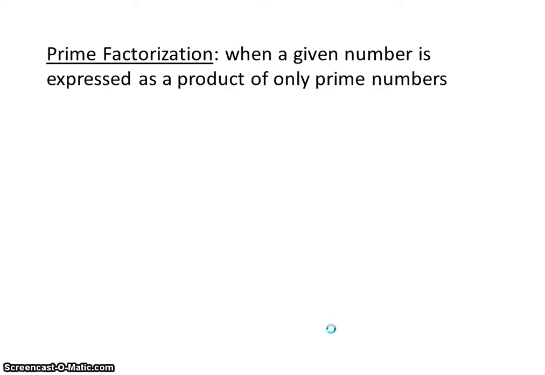Okay, prime factorization. This is when a given number is expressed as a product of only prime numbers. Product, what do we remember product is? The answer to a multiplication problem. I'm just going to abbreviate problem, okay? Got to keep that in mind. So we basically can only have prime numbers and multiply them together to equal that number. So that's the prime factorization of that number.